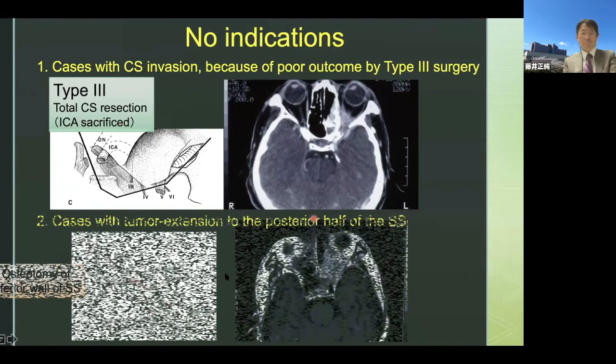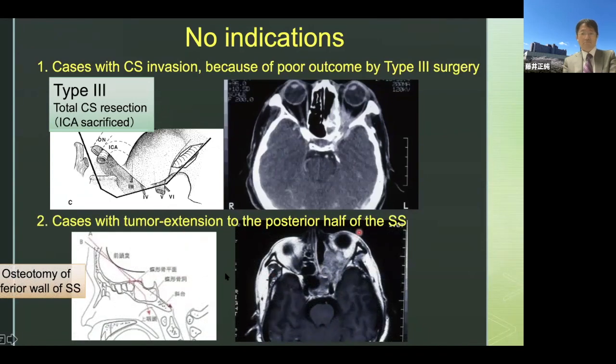And the other one is cases with tumor extension to the posterior half of the sphenoid sinus. As in this figure, the tumor invaded into the sphenoid sinus and attached to the posterior wall of the sphenoid sinus. That means you cannot keep a safety margin inside the sphenoid sinus, because the tumor invaded not only the anterior part, but also the posterior part. That means you cannot get a clear safety margin. So this is not a good indication, or no indication, for this kind of curative surgery.